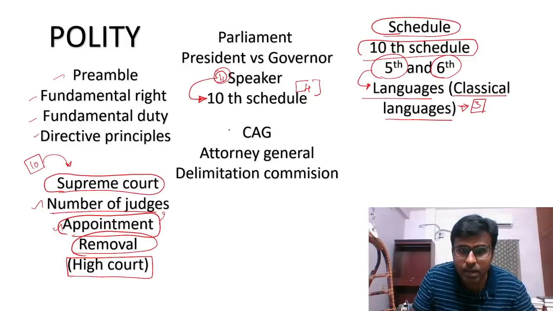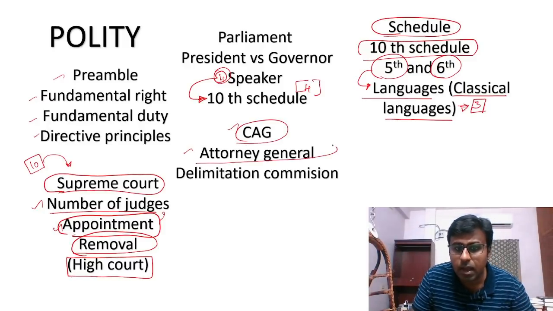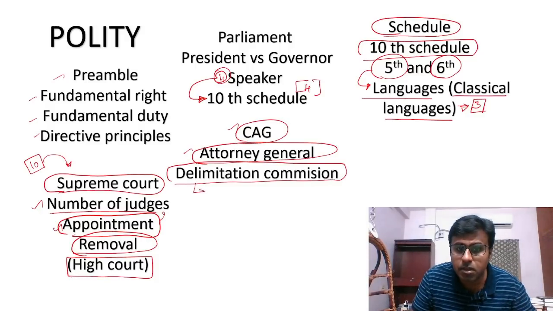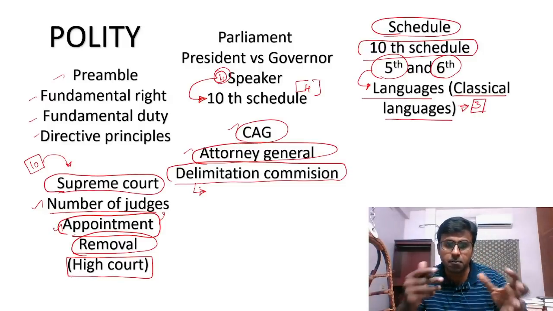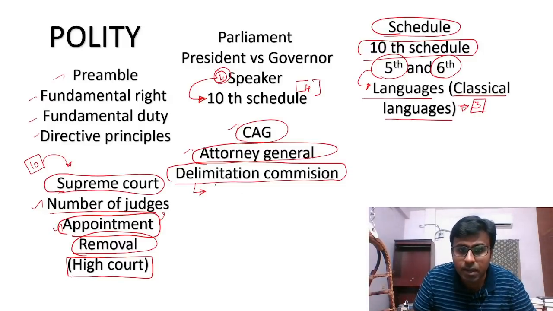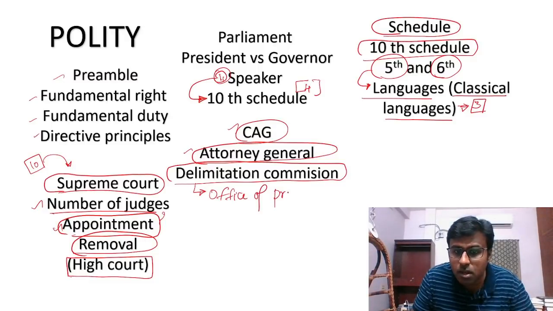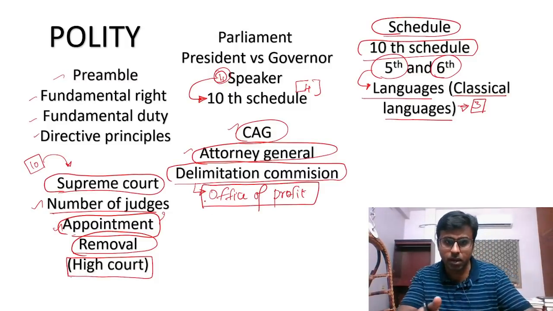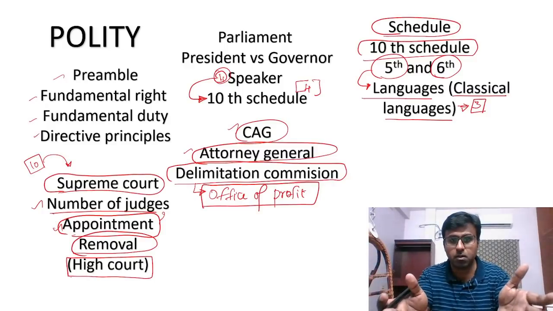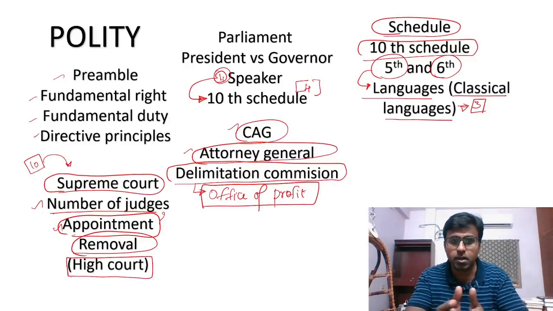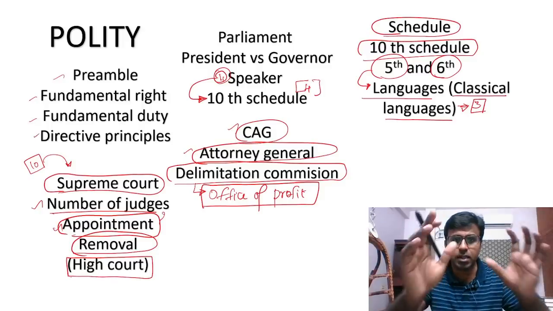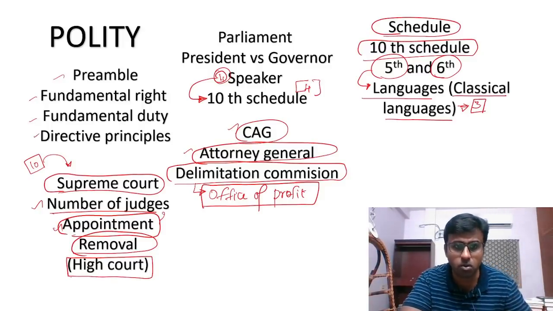Next is CAG or Comptroller and Auditor General of India, Attorney General of India, and the Delimitation Commission. The Delimitation Commission is not specifically in the Constitution, but Delimitation Commission, Office of Profit. What is Office of Profit? I cannot explain each and everything because I don't think I will be able to finish it within a particular time. So please look into all these things. All these words are very important. So next we will go.